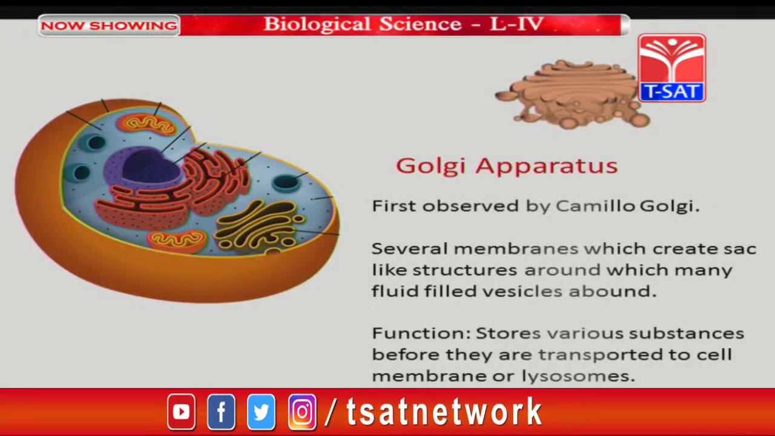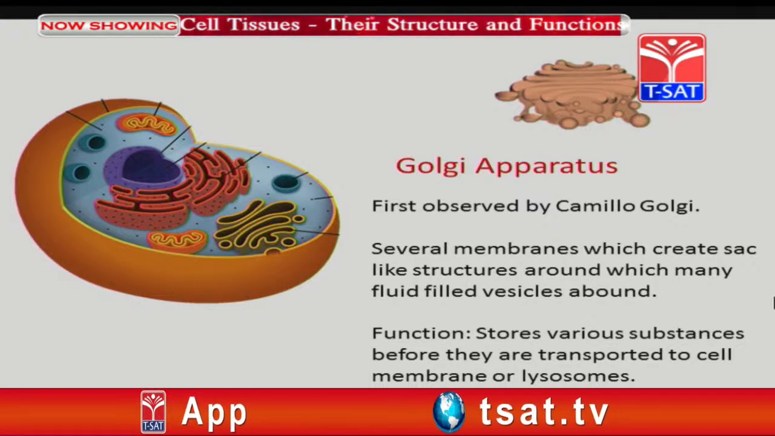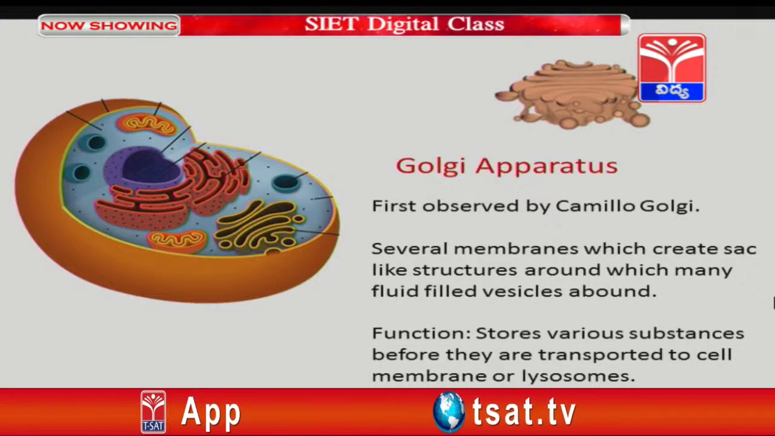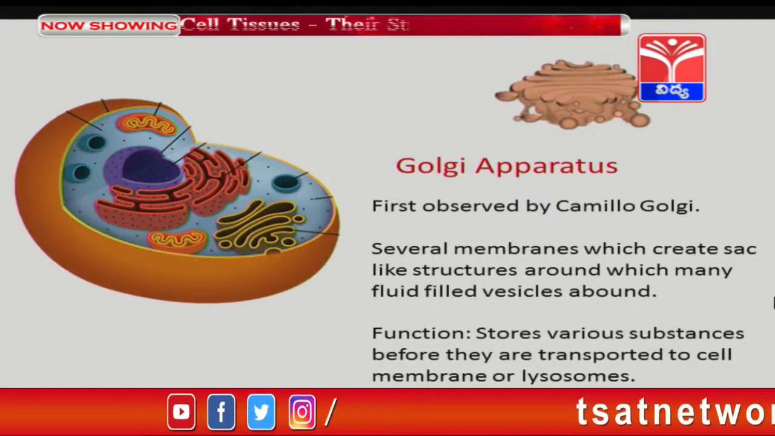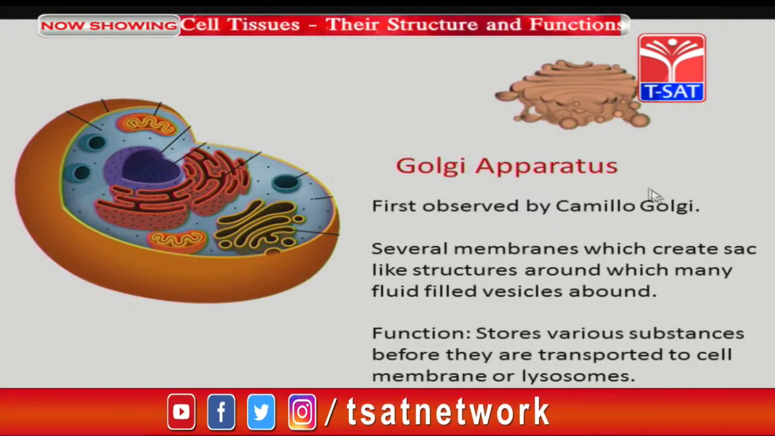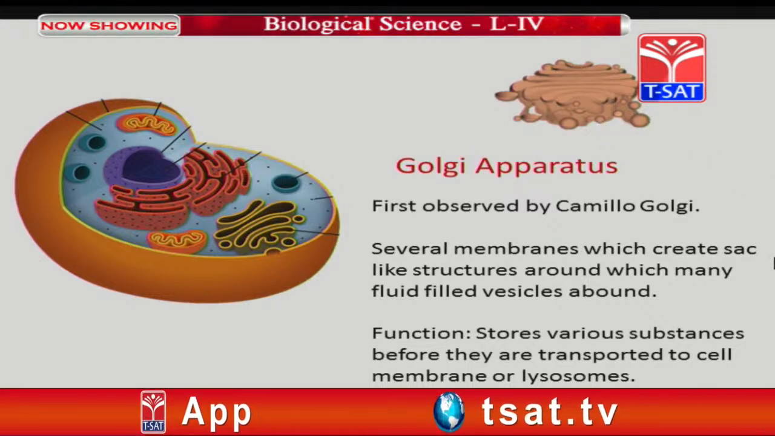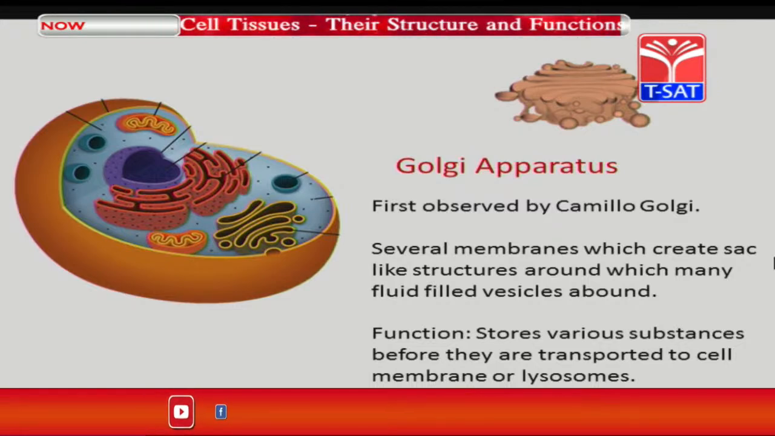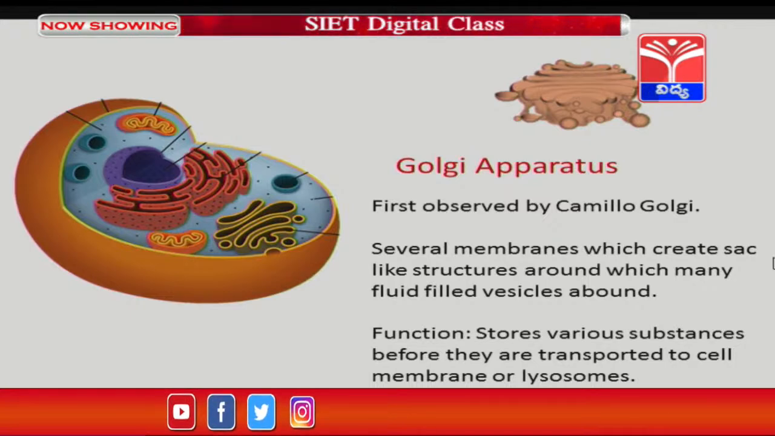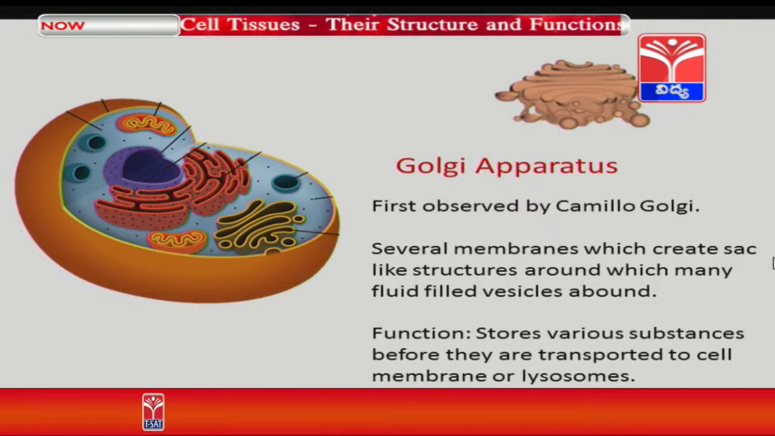Now, observe here, this is the organelle Golgi complex. Golgi complex was first observed by Camillo Golgi. It is the organelle with several membranes which create sac-like structures around which many fluid filled vesicles abound. These are the fluid filled vesicles. Golgi complex stores various substances before they are transported to cell membrane or lysosomes. After these substances are transported to the cell membrane, they are secreted or they help in repair of the cell membrane.